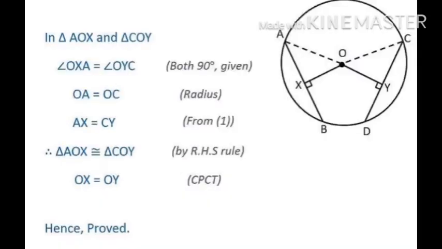Now in triangle AOX and COY, angle OXA is equal to OYC, both are 90 degrees, OC is equal to OA, radius, AX is equal to CY from equation 3. Triangle AOX is congruent to triangle COY by RHS rule. So OX is equal to OY by CPCT, hence proved. Equal chords of a circle or a congruent circle are equidistant from the center or centers. This is the theorem number 10.6.